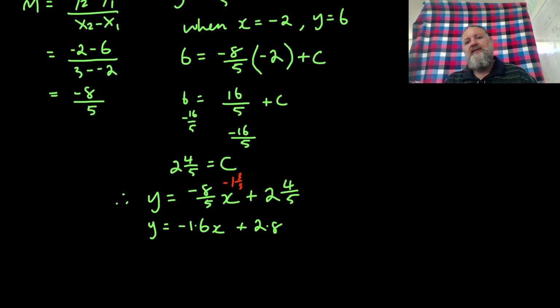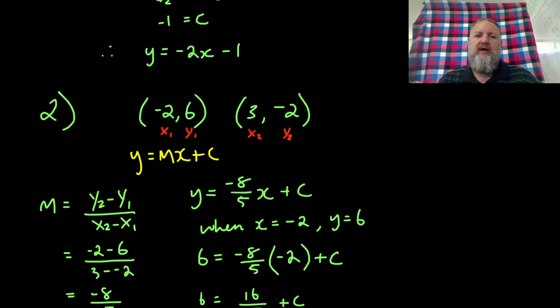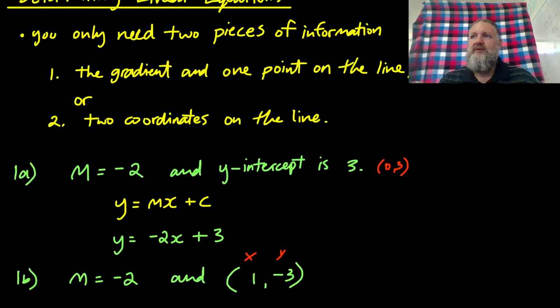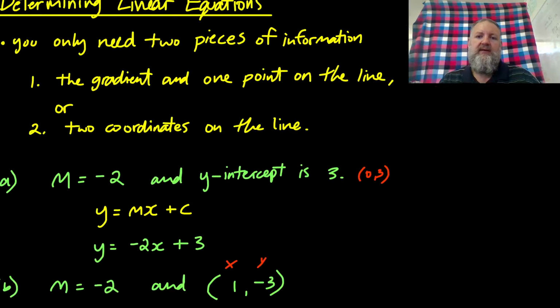Okay, so that is how you can find your linear equation based on 2 bits of information. If we go right back up to the top, you'll recall that we need one of 2 things. We either need the gradient and 1 point on the line, or we need 2 coordinates that are on the line. If you have them, you can work out everything else. Okay?